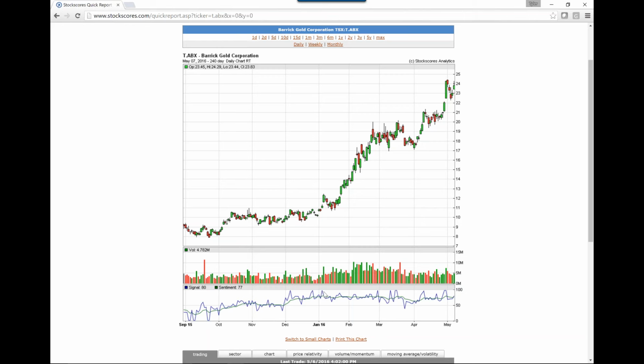That's how you use these stock scores indicators. That was when the stock was at $12.50. It's now at $24. So it's far exceeded what Goldcorp has done. I wouldn't buy Barrick here, but if you own it, I would stick with it. And it's just been a great mover, for a large cap stock.